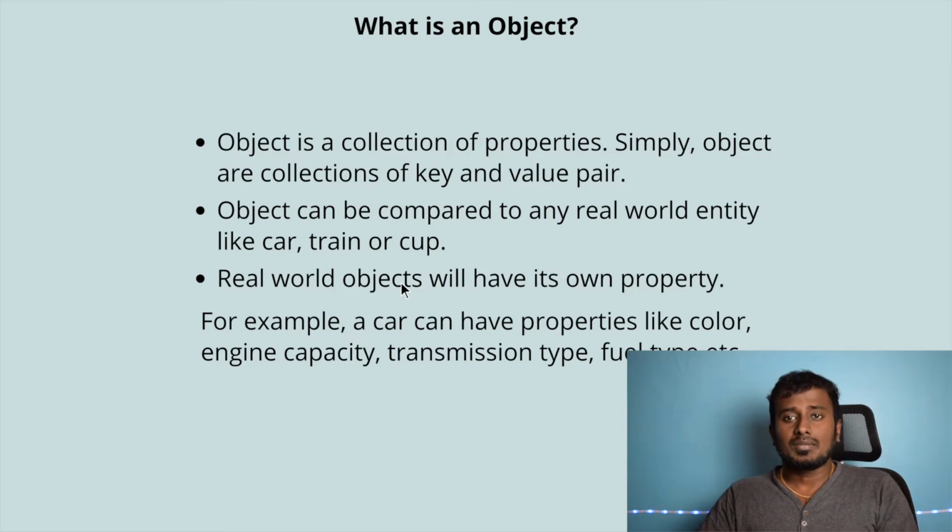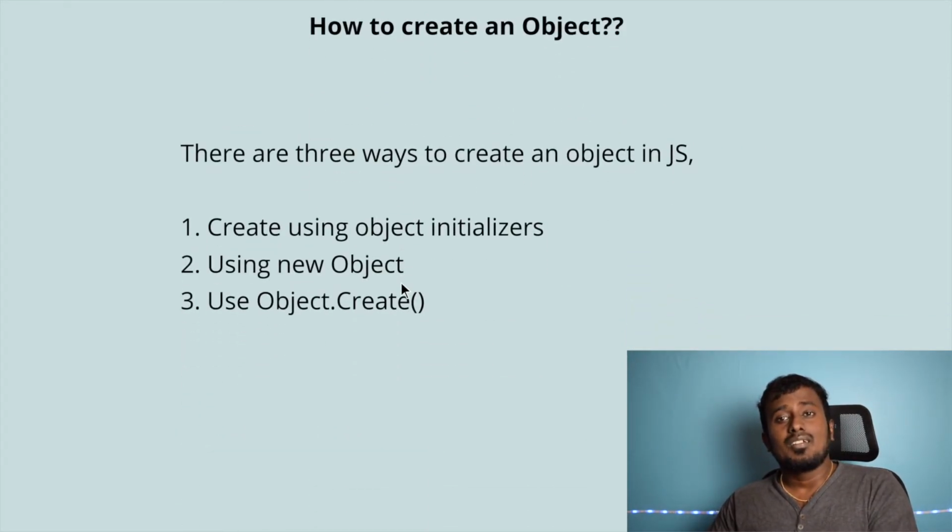Okay, let's see that. There are three ways to create an object in JavaScript. The first way is using object initializers. What is an object initializer? The same way you initialize a variable, you can initialize an object as well, which means object name is equal to open curly brace, close curly brace, and in between you can give the key value pairs. The second way to create an object is the object constructor. There is a constructor called Object, and using that you can create an object by using the new operator.